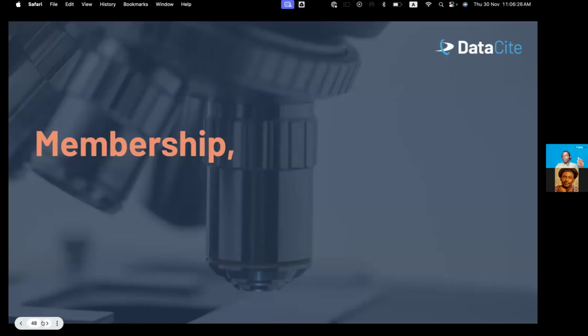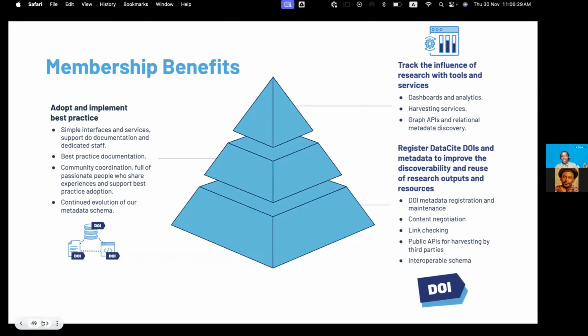Our membership, we have two types of membership, but before I get in there, we adopt and implement best practices, with simple interfaces and services, support documentation and dedicated staff like me. We follow best practices documentation, with community coordination, full of passionate people who share experiences and support best practice. When we are having a community meeting, you will see passion. You will see passion. People say, no, yes, yeah, no, can we do it this way? That's the kind of community that we keep.